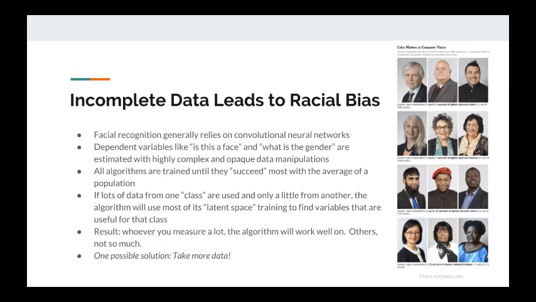Now, the nice thing about this one is that there's a simple solution. You just take more data. You take more data of the minority population. And if you need to, you retweak the way the algorithm is done. And it's easy to check. But we need to be checking.